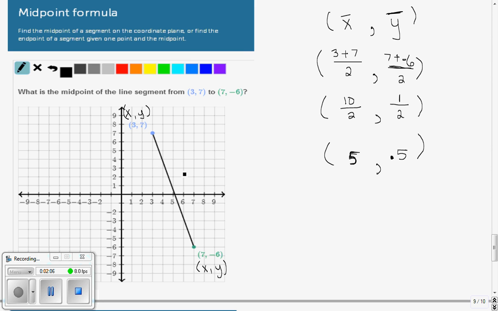So let's go ahead and mark that on our graph. If we go over here to (5, 0.5), we see that our midpoint is right here. And this makes sense. Just looking at it, we can clearly see that this is the exact middle of our line segment. So the midpoint here is at (5, 0.5).